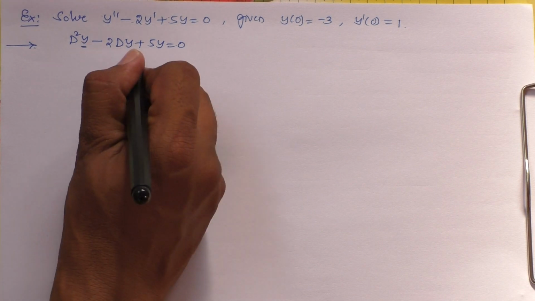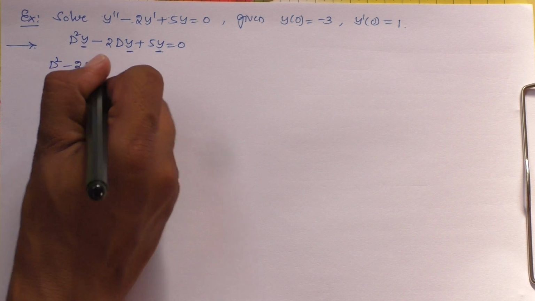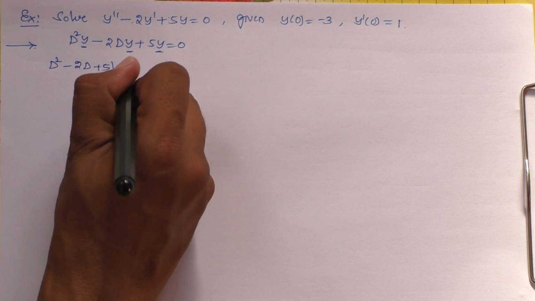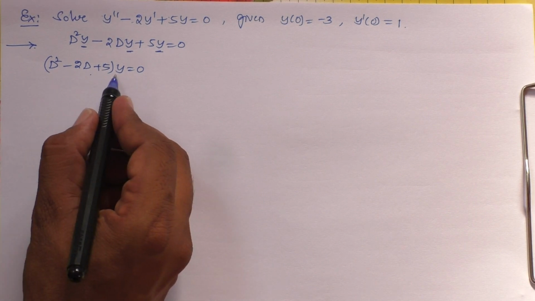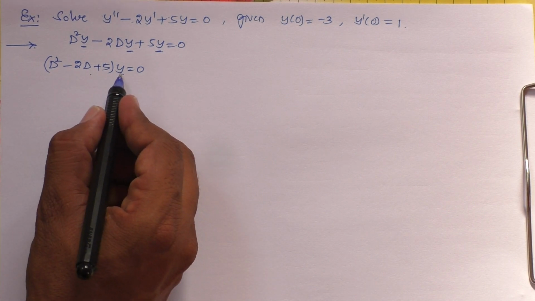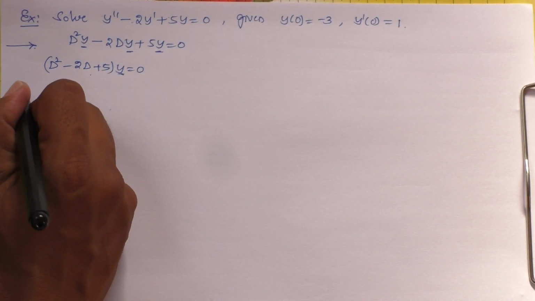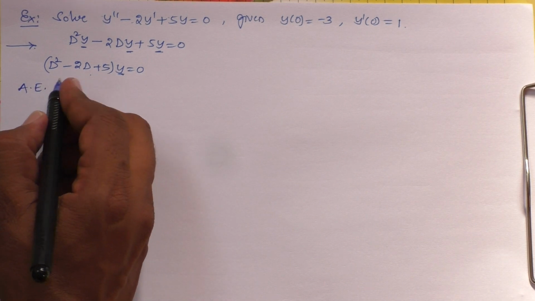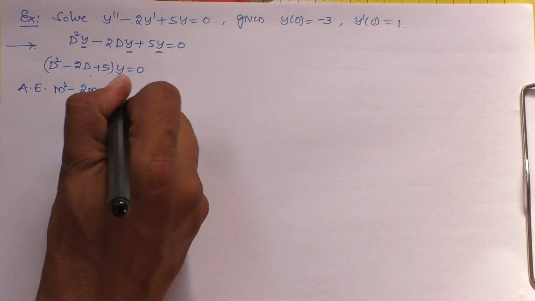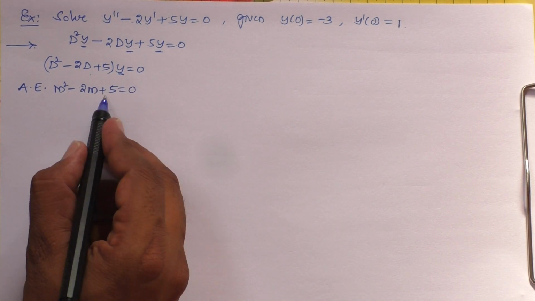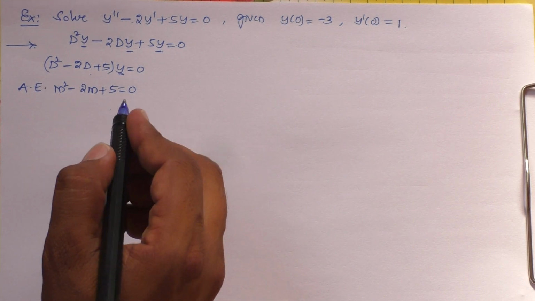So here throughout y is common, so if you take y common, D square minus 2D plus 5, into y equal to 0. So here we have a product of these two equal to 0, but we know y is non-zero, so this implies this part is 0. So we get the auxiliary equation where we replace D by m. So m square minus 2m plus 5 equal to 0, which is a quadratic equation.